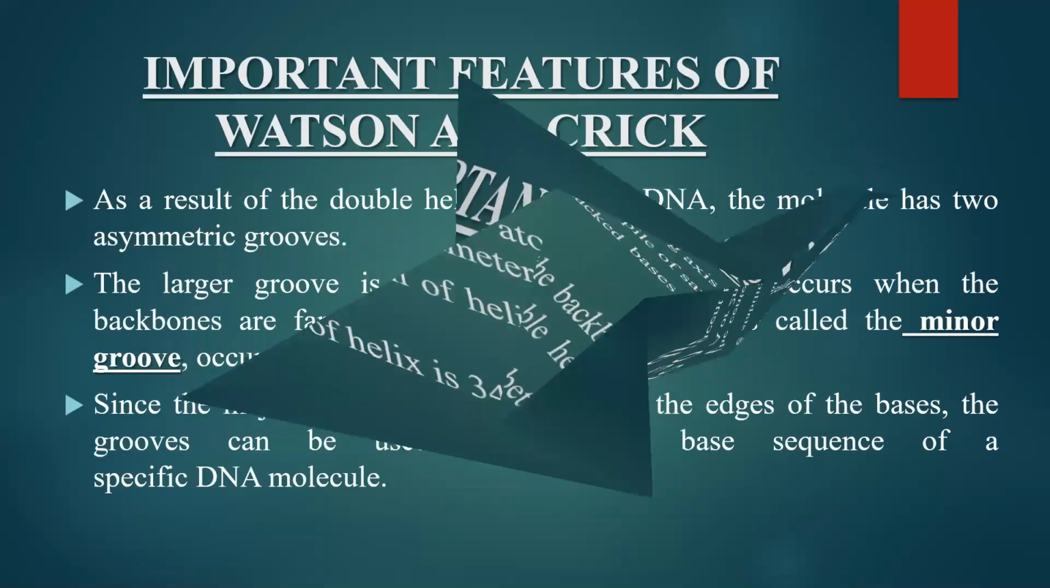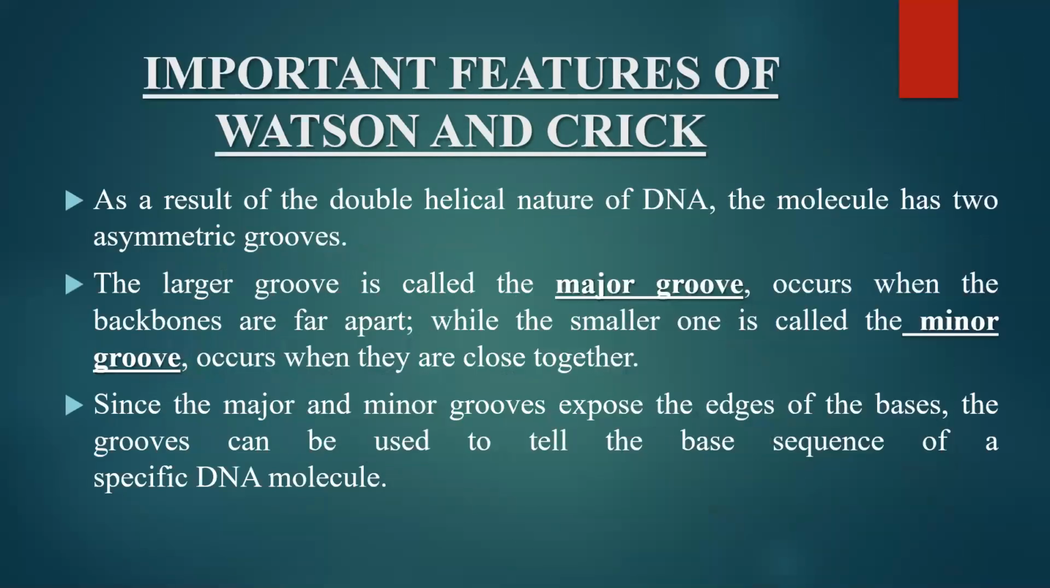Let's continue. As a result of the double helical nature of DNA, the molecule has two asymmetrical grooves. As I mentioned, they are the larger major groove and the minor groove. The major groove occurs when the backbones are far apart, while the smaller one, called the minor groove, occurs when they are close together. Since the major and minor grooves expose the edges of the bases, the grooves can be used to tell the base sequence of specific DNA.